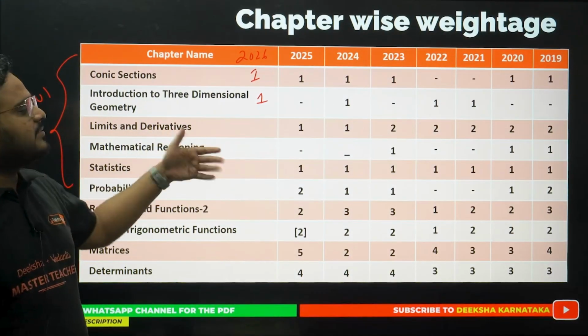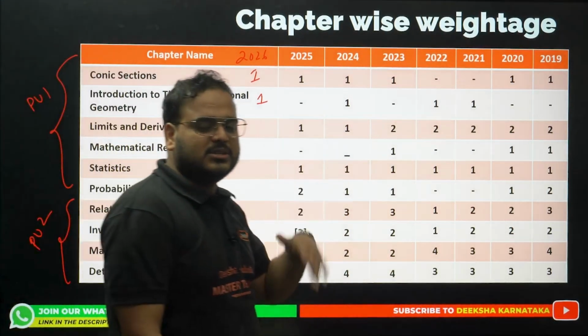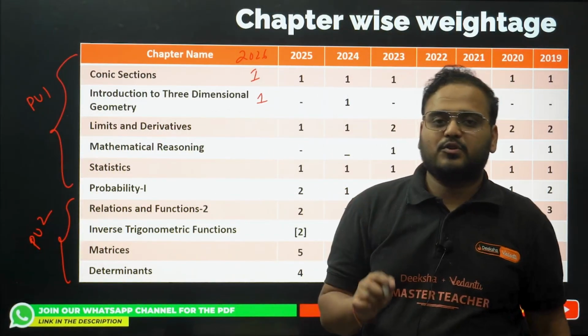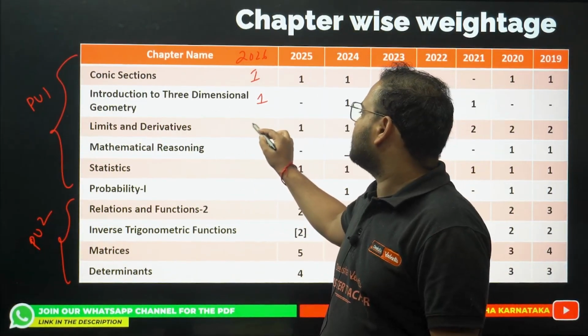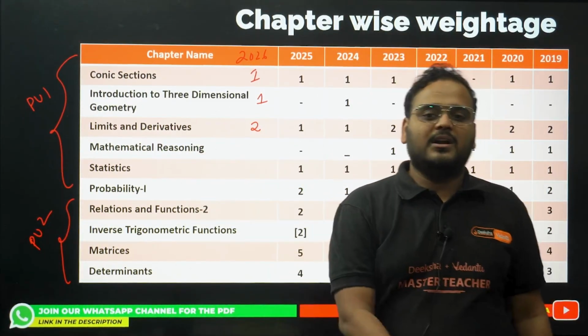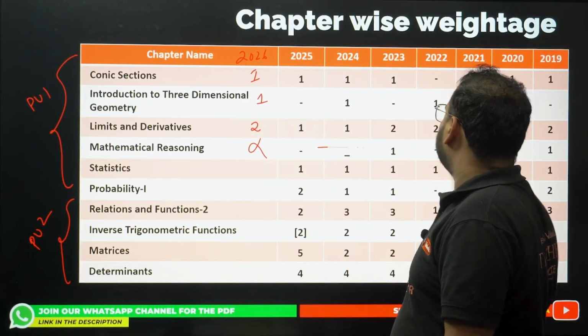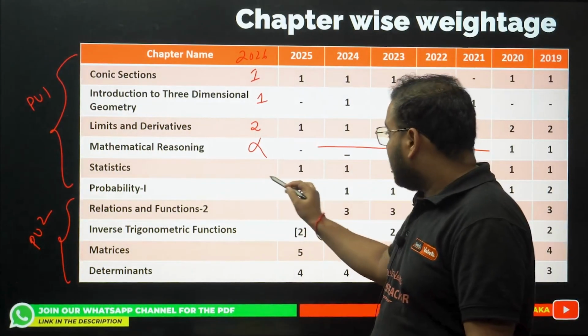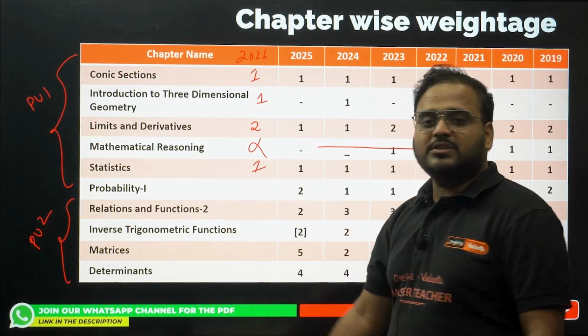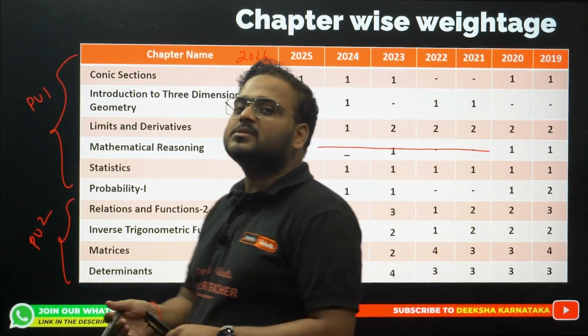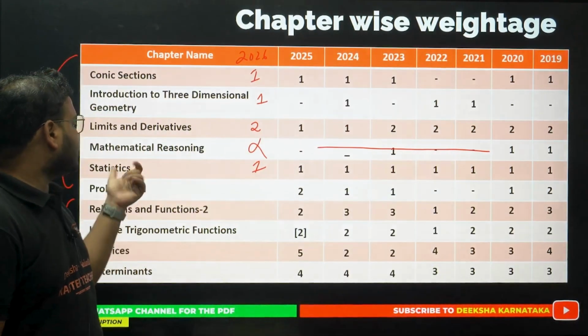Next, limit and derivative, sometimes 1 question, sometimes 2 questions. They keep changing that. This year they had a simple question on limits that was asked. Again, you can expect here 2 questions coming from limits and derivative this year. Mathematical reasoning, there is no question. This chapter has been scraped off completely. Statistics had 1 question. That mean deviation question was there. Remember? Have you seen the PYQs? The question was there on the mean deviation from the statistics chapter.